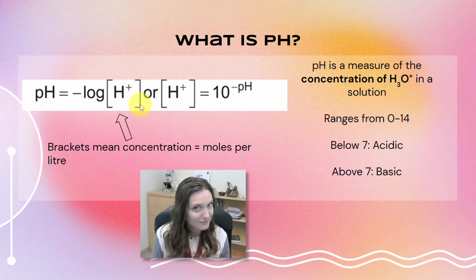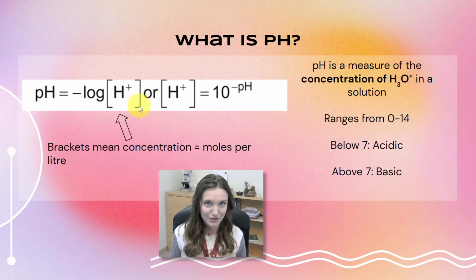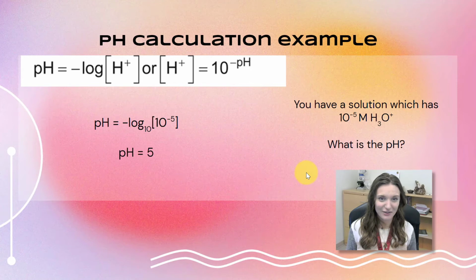These brackets, remember, mean molar, big M, concentration. So let's practice a calculation. pH equals the negative log of the concentration of hydrogen ions. Or another way to think about it is the concentration of hydrogen ions equals 10 to the negative pH. Okay, these are equal to each other basically.